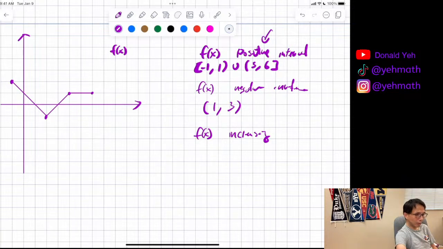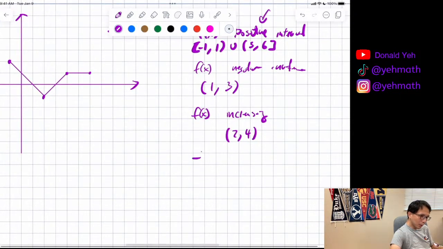Okay, so f of x is increasing. Where's increasing? 2 to 4. Now is it including 2 or not including 2? 2 is not really increasing. At that one point, it's not really increasing. So it's just 2 to 4, because at 4, I'm not really increasing anymore. So f of x is increasing from 2 to 4 because of positive slope.